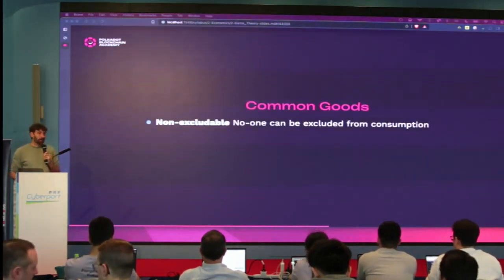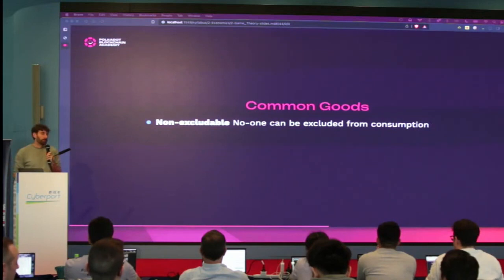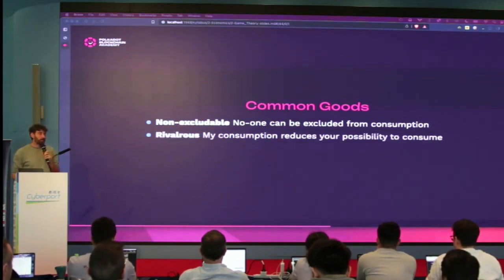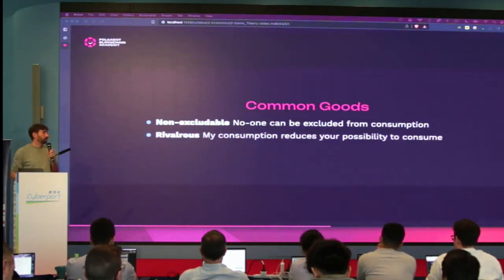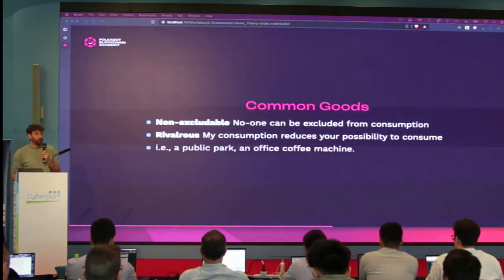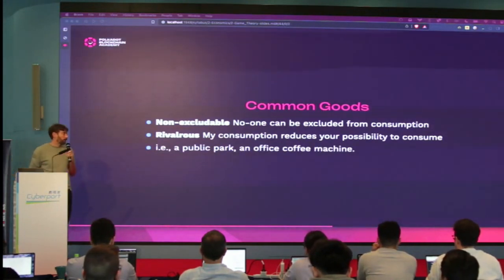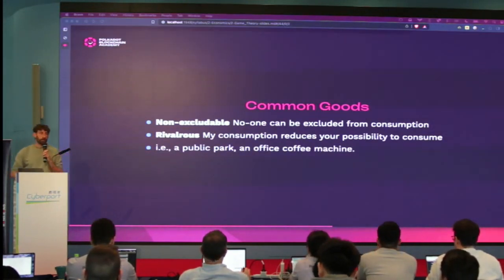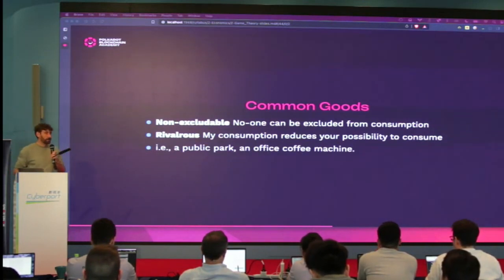They are non-excludable, again, you cannot exclude somebody from the consumption, but they are rivalrous. So my consumption is actually reducing your possibility to consume. For example, a public park, let's say it's not that big, or an office coffee machine where everybody can use it, but if I use it, I make it dirty, or I take up the space and so on.